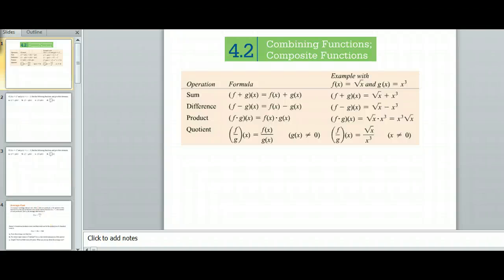Alright, this is section 4.2, notes, combining functions, composite functions. So combining functions means we're going to take two functions and we're going to add them together, subtract them, multiply them, divide them. Okay, and notice here that the notation, they put the f and the g together with a plus sign between them. All that means is just add the two functions together.